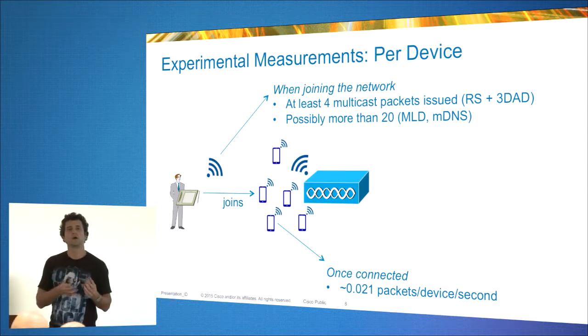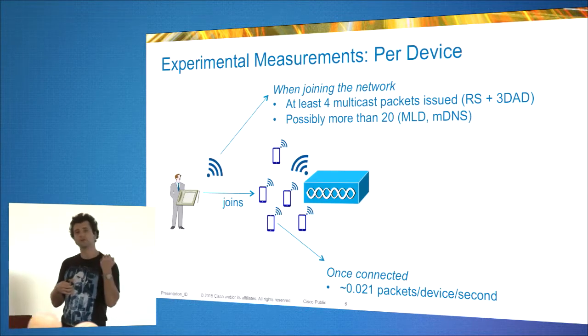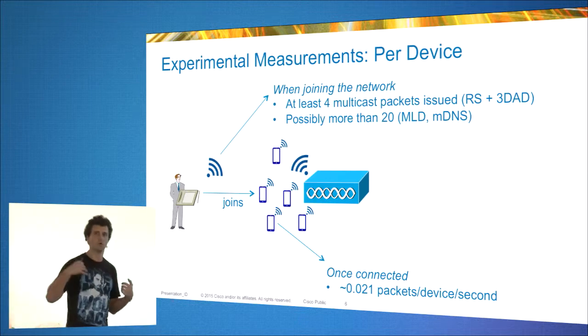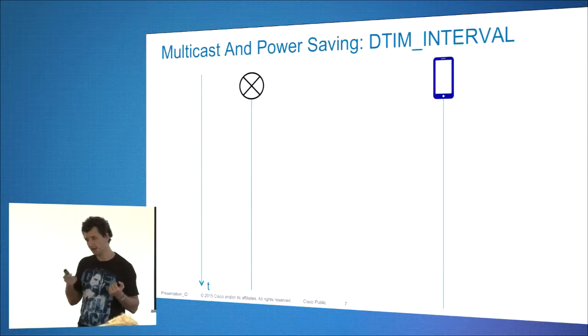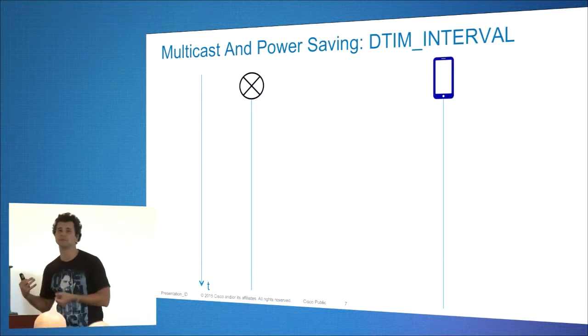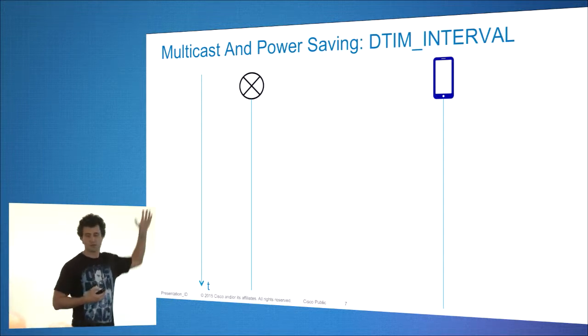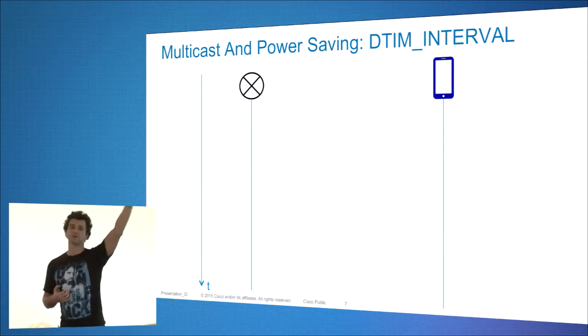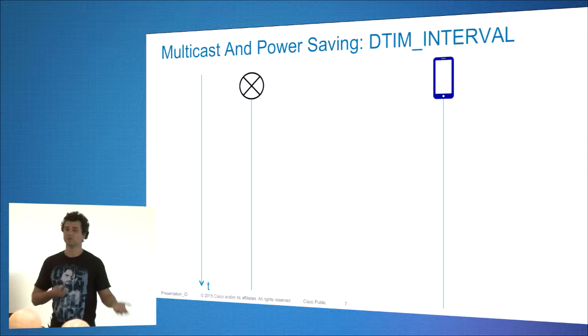So really, you can already see that, well, depending on the churn in the network, you will have more or less multicast in the network. Now, what does it look like from the 802.11 standpoint? A small refresher, well, DTIM interval. Who does not know what the DTIM interval is? So everyone knows, pretty much.